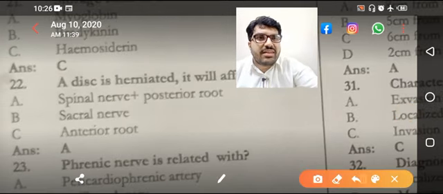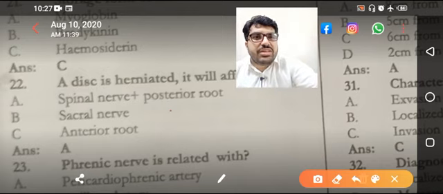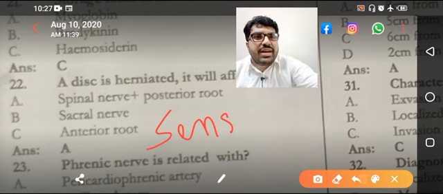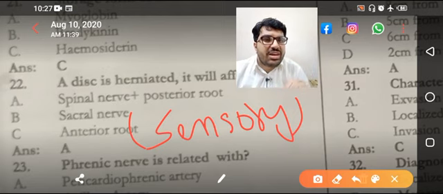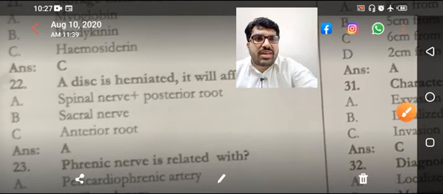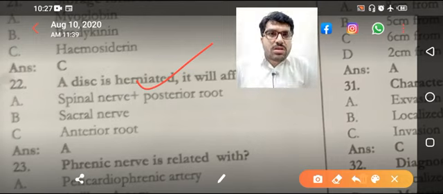A disc is herniated, it will affect... Now the actual MCQ is, a patient is having a herniated disc, most likely it will affect which modality? The answer is sensory modality. Usually it spares the motor modality, so it usually affects the dorsal root, the posterior root. It impinges on these roots. So the answer over here is A, the spinal nerve or the posterior root.